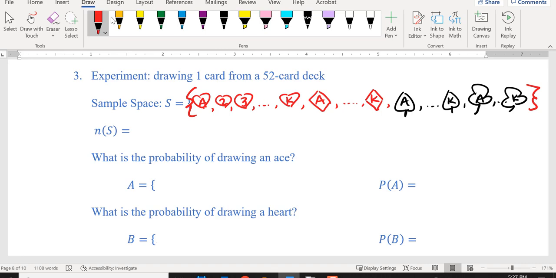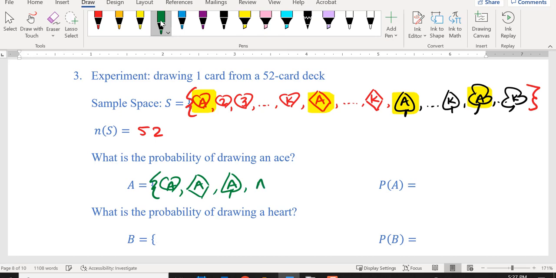How many things are there in a 52-card deck? You got it. There's 52. All right, what is the probability of drawing an ace? Well, how many aces are there? So that event is the ace of hearts, the ace of diamonds, the ace of spades, and the ace of clubs. There are 4 things in that event, and there are 52 things in our sample space. So the probability of drawing an ace is 4 out of 52.